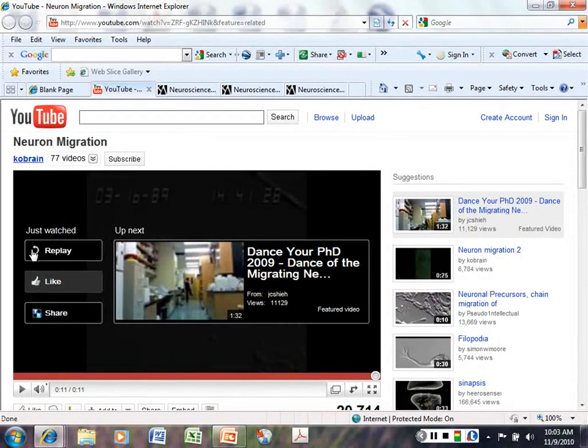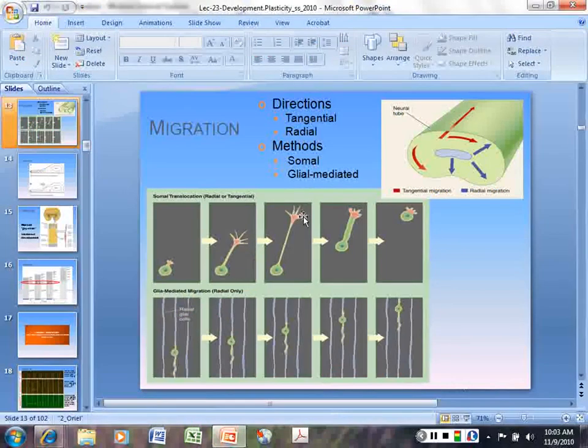If you look back to this picture, those are these. Basically, these little projections that the migrating cell is sending out, grabbing onto the glial cell guy wire and pulling itself along the guy wire to translocate. And they're represented by these kind of squiggly lines that you see here.